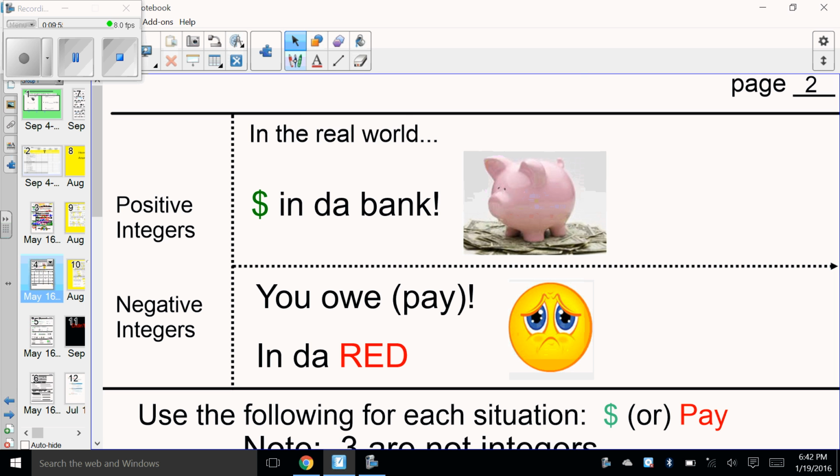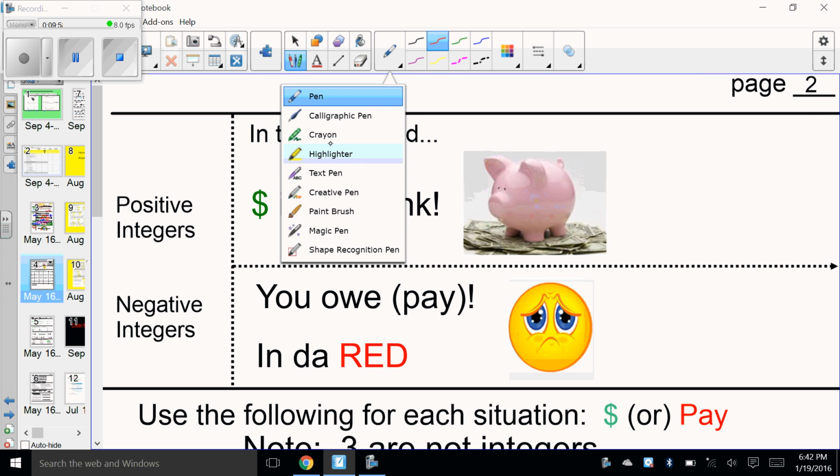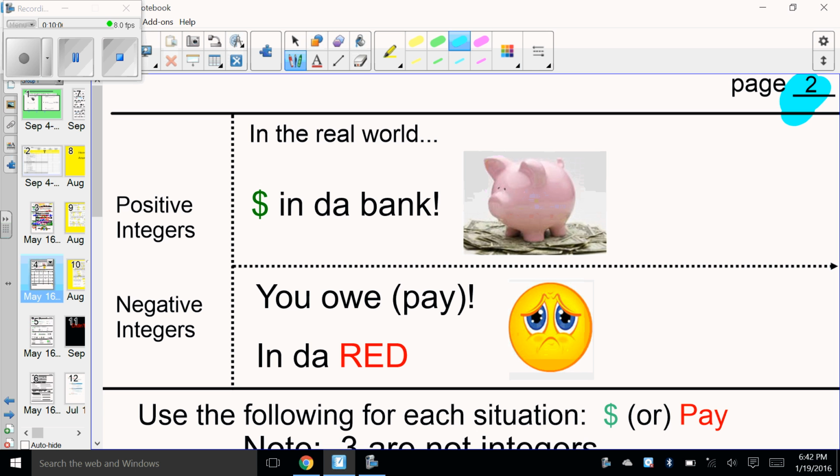So now we're on page 2. So we're going to really break it down. What are positive integers? What are negative integers? Meet me on page 2. I want you for the rest of this unit to think about that in the real world. What we'd say is that positive integers are really like money in the bank. So like a good thing, money in the bank.